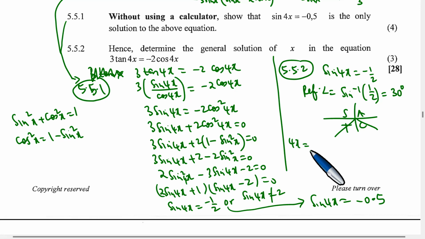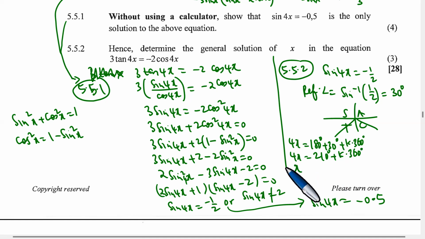Okay, we continue. In this quadrant, you're going to have 180 plus 30 plus k times 360, which is 4x equal. What is 180 plus 30? 210 degrees plus k times 360.